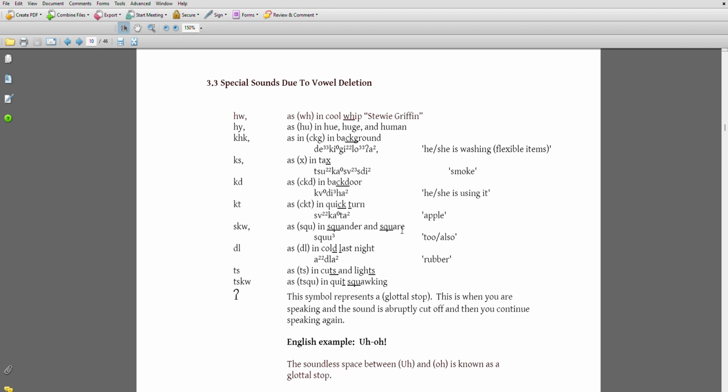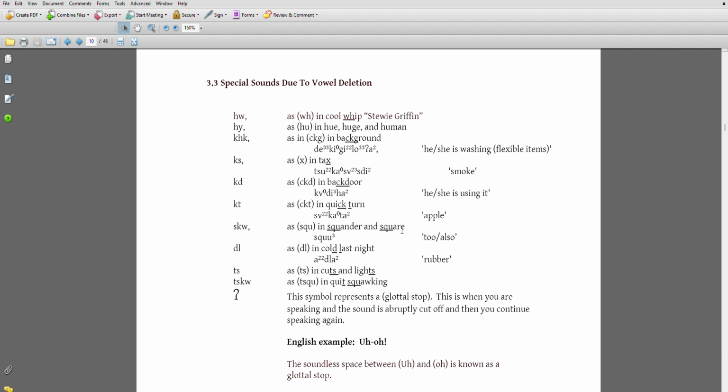HY as HU in hue, huge, and human. KHK as in CKG in background. And an example Cherokee word is dekiloan. He or she is washing something, things that are flexible. But that's just like saying he's washing clothes.